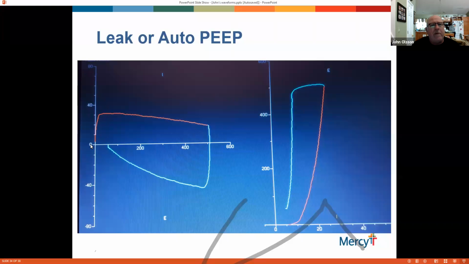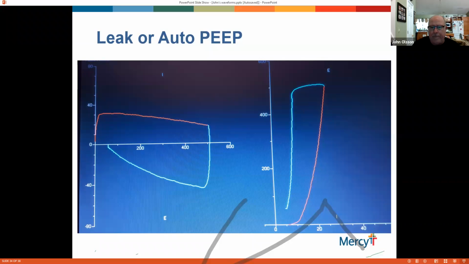You can see if, say, your patient has a chest tube in them, and this is inspiration, this is expiration. And if they have a chest tube, or maybe they have some chest trauma or something like that, you can see if they have a leak. If these two limbs do not come back together, that patient has a leak, okay? So you can see that on your ventilator. You can tell that before they even get that chest x-ray that they have a leak.